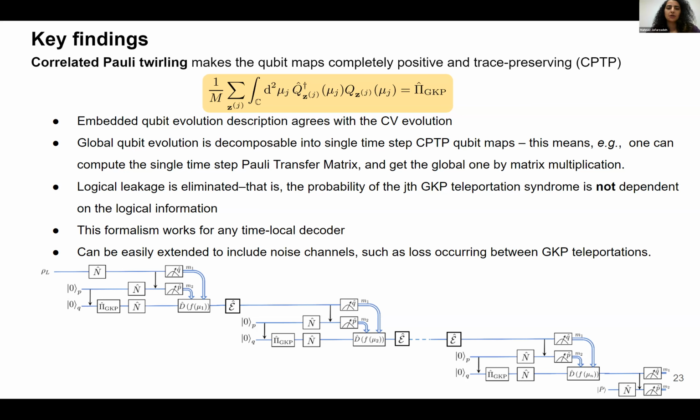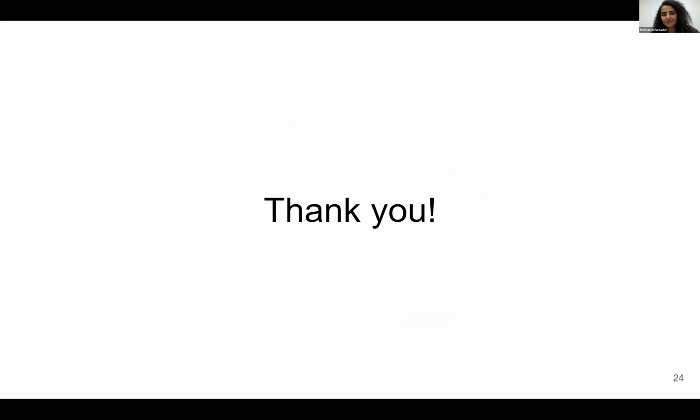So this formalism works for any decoder. Remember, we didn't specify what decoder we use. So it works for any time local decoder. And also, we can extend this to include noise channels such as loss that happens between GKP teleportations. Then we can see how it affects, in terms of qubit channels, our logical information. Thank you.